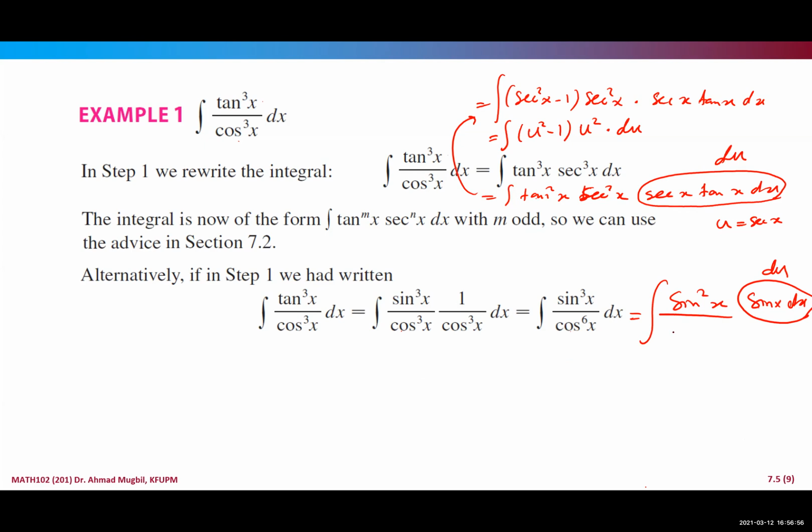So you will write here, this is cosine to the power 6, you will keep it as it is. Then you will write sine squared as 1 minus cosine squared x, all to the power 1, because it is just sine squared. This is all over cosine to the power 6 x, sine x dx. Now, if you put u equals cosine, then this is going to be 1 minus u squared over u to the power 6, and this is just negative du, because if u is cosine, du is negative sine. And of course, it can be now easily integrated.